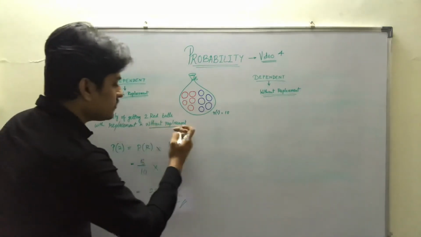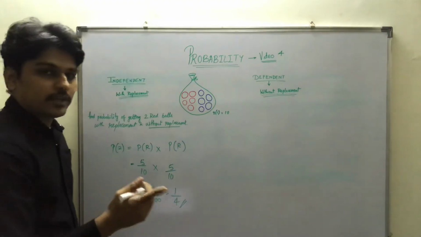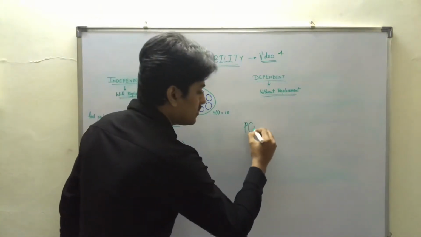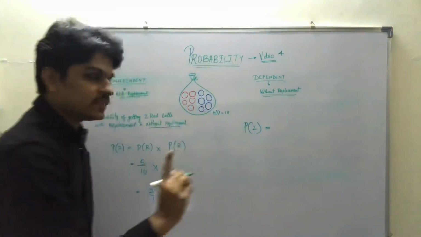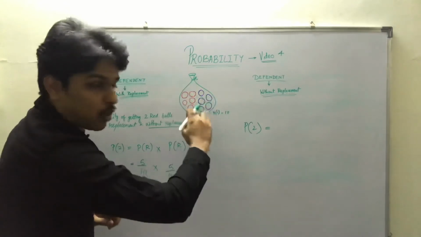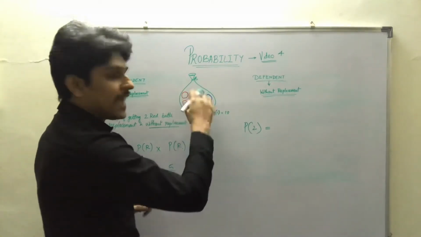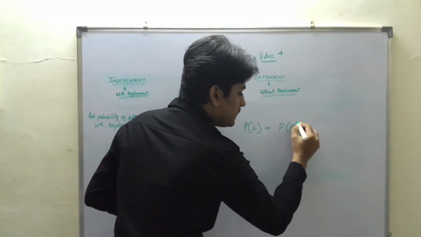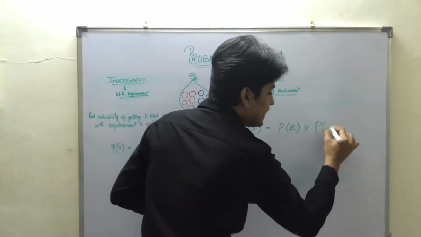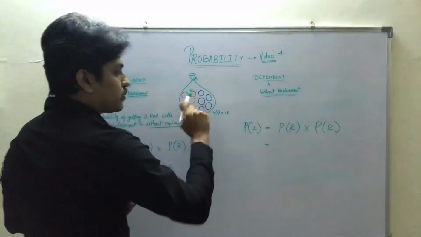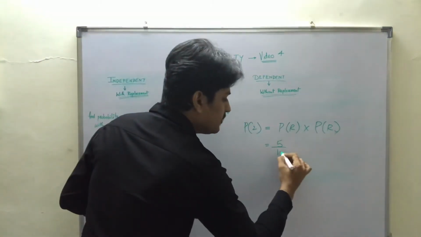And the question also says you have to calculate it without replacement. Now remember, in the same way, if I want to get a red ball in the first instance, the situation is the same. There are 10 balls in this; I've got 5 red and 5 blue. So the probability of getting the first red ball and the probability of getting the second red ball. In this case, the probability of getting the first red ball is going to be 5 by 10.